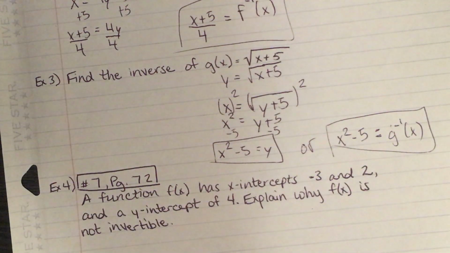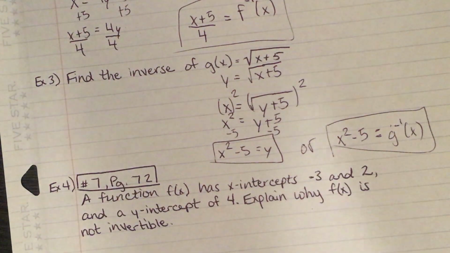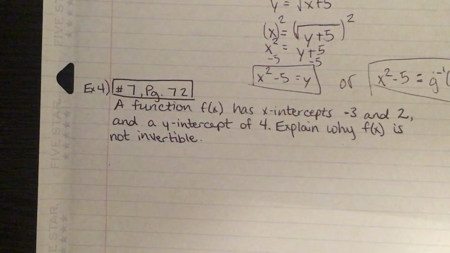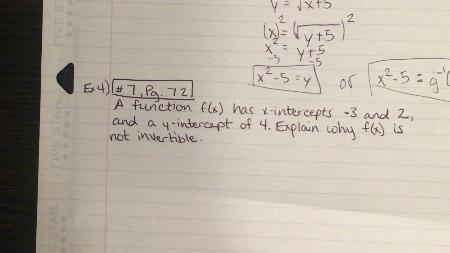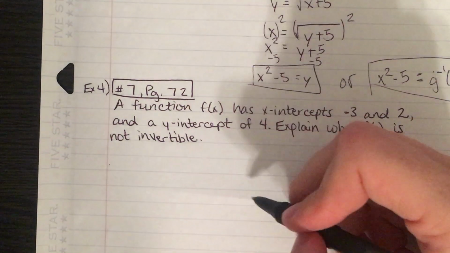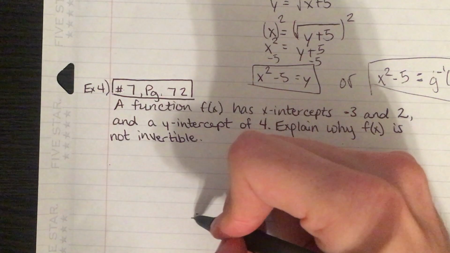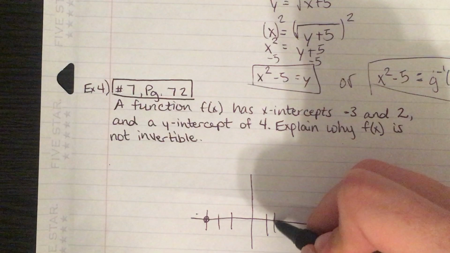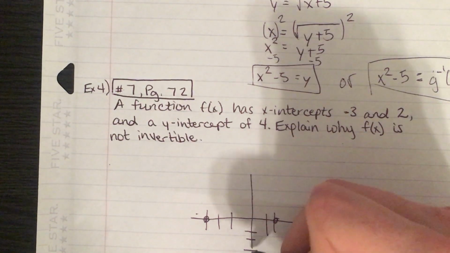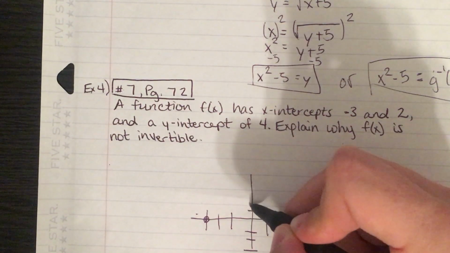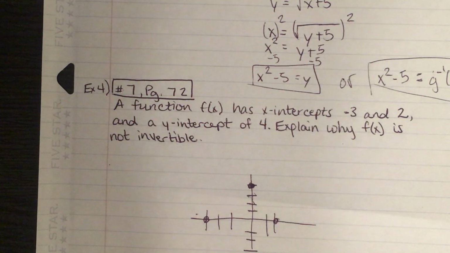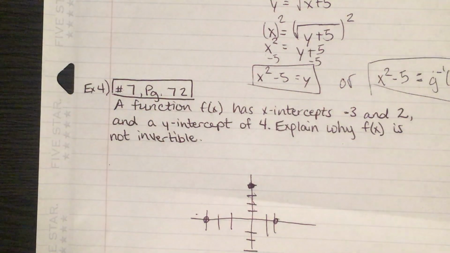And so the last thing that we're going to do is think about a problem real quick. Just kind of a good thinking question here. The question is, if a function f of x has x-intercepts at -3 and 2, so graphing that, so -3 and 2 here, and we have a y-intercept of 4. We want to know why this function is not invertible.